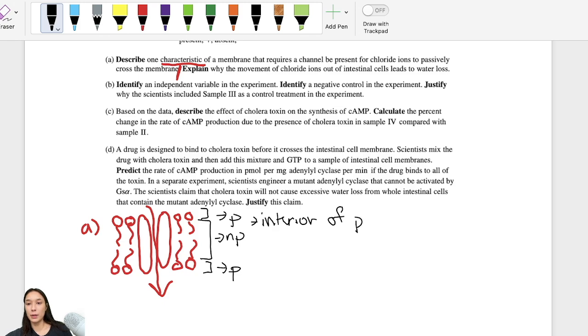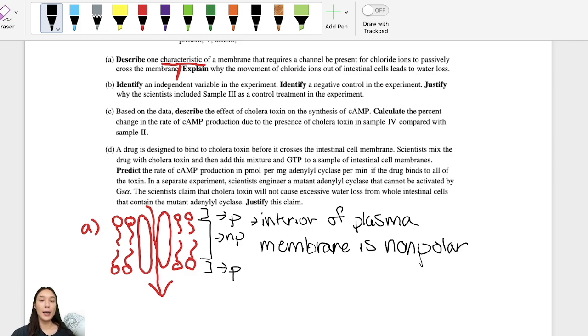of the plasma membrane is nonpolar. And this would stop ions from being able to cross through on their own, hence why you need a channel protein. Okay, so they were just asking for a characteristic of the membrane that makes this basically not possible. It is because the interior of the plasma membrane is nonpolar. Only nonpolar solutes can go through without the help of a channel protein.